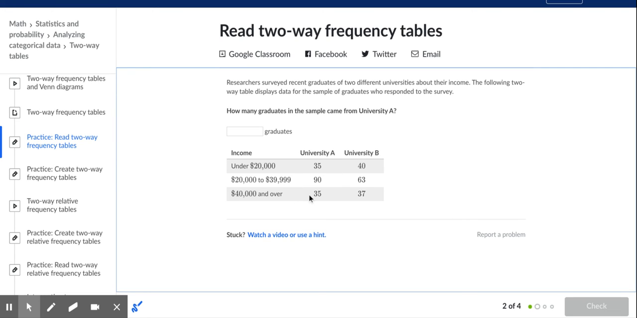So you can have more rows and columns. It doesn't really matter as long as you just have two types of categories. So like in the last one, we could have had that third age group and it still would have been a two-way frequency table. So this one is income versus which university they go to.